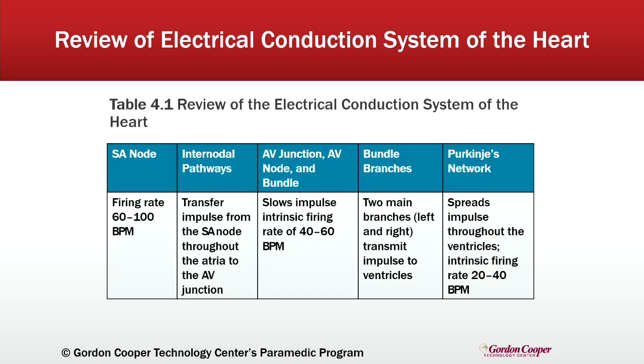Well, here's kind of what we've been talking about. You see the review of the electrical system. We see the SA node, 60 to 100, internodal pathways, that's just that transfer system. AV junction, AV node and bundle slows the impulse, 40 to 60 rate, bundle branches, Purkinje network.